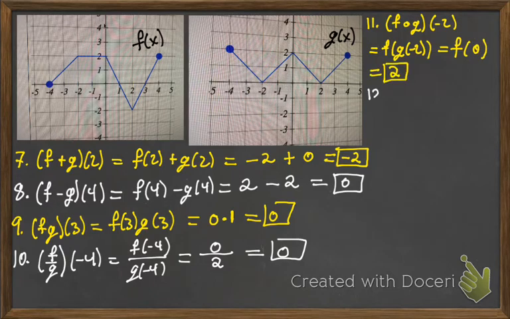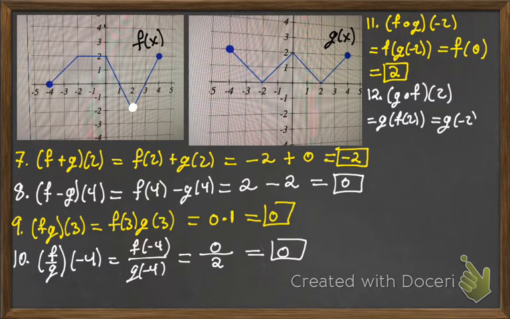Alright. How about G of F of 2? So we're going to go find F of 2. F of 2 is minus 2. And then we're going to go find G of minus 2, which happens to be 0.